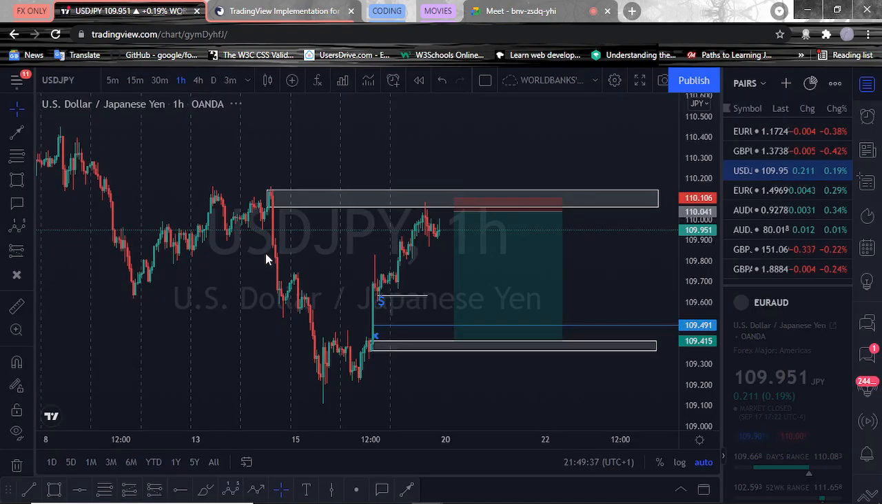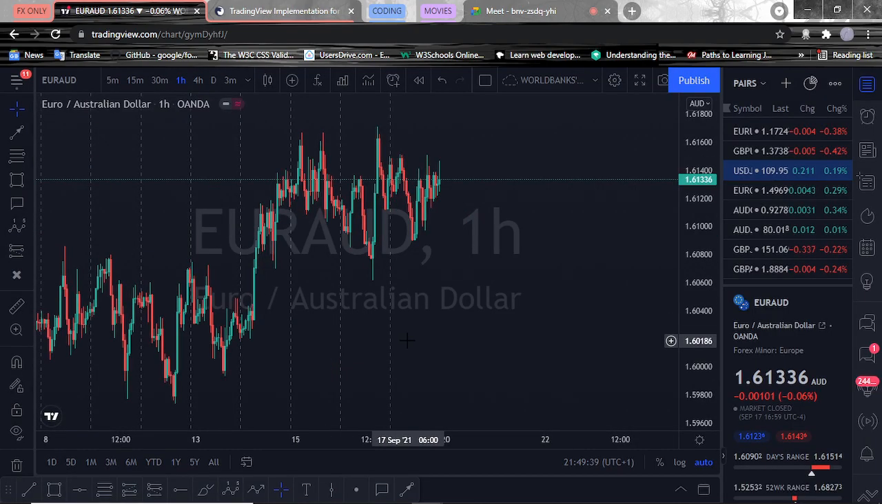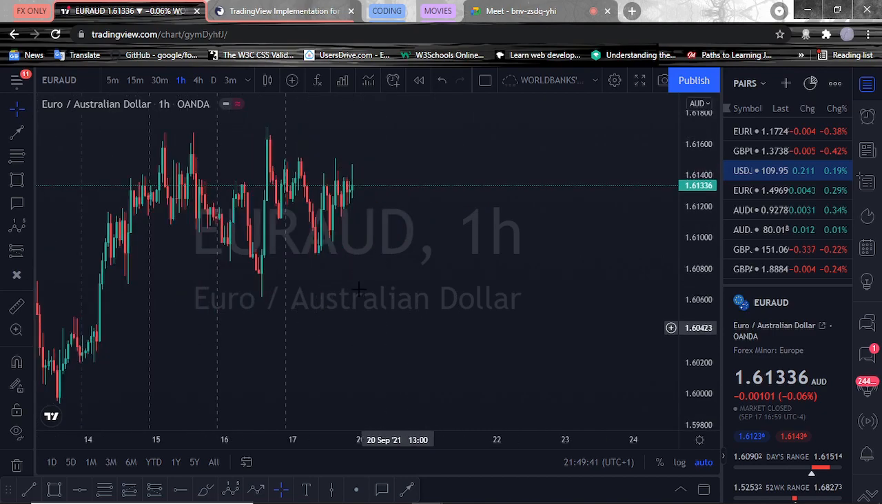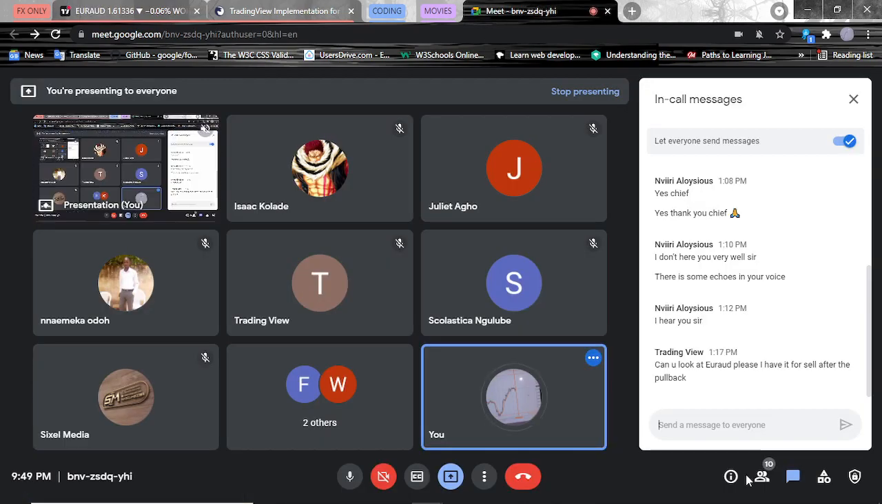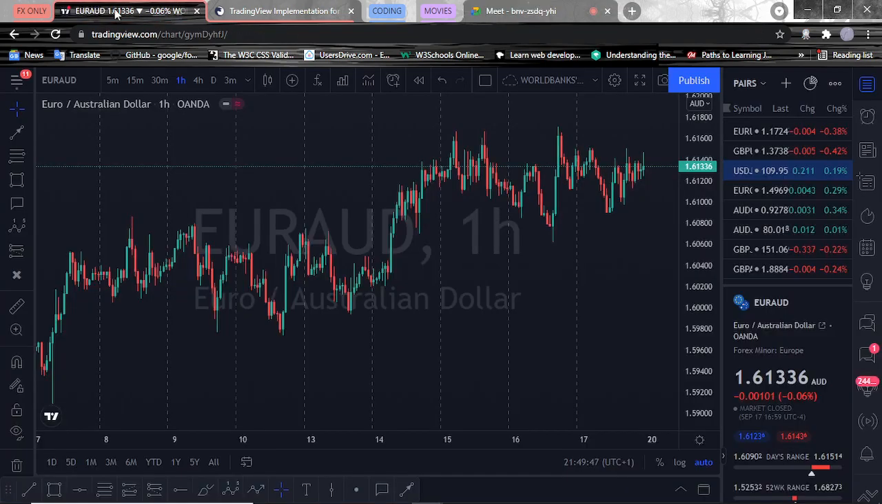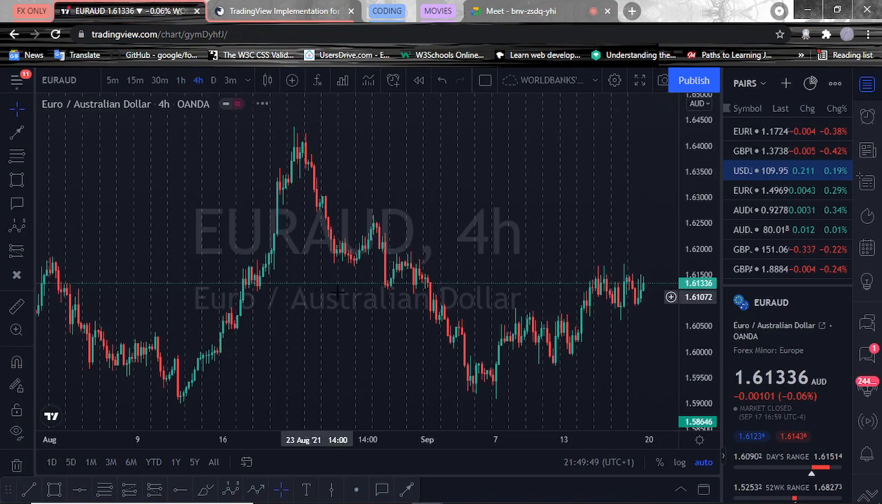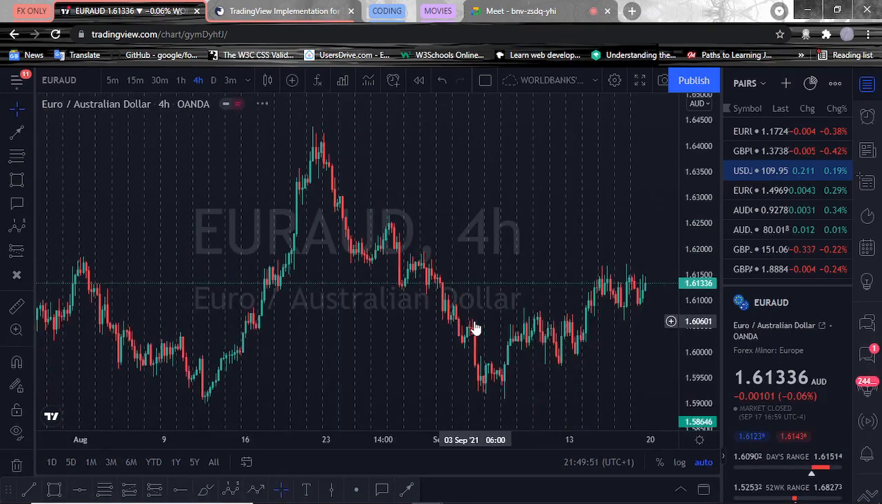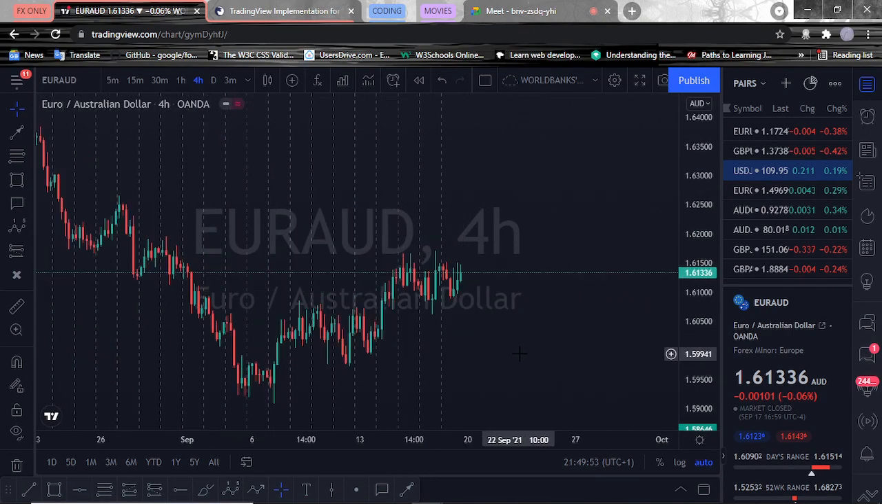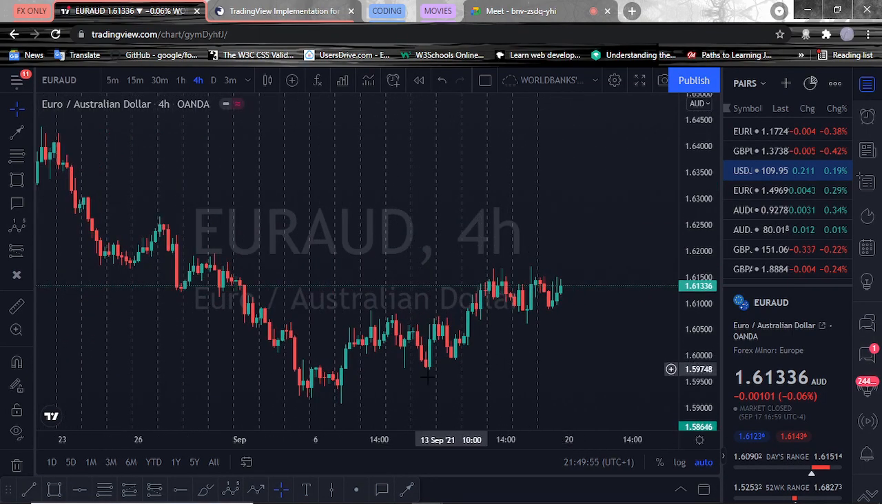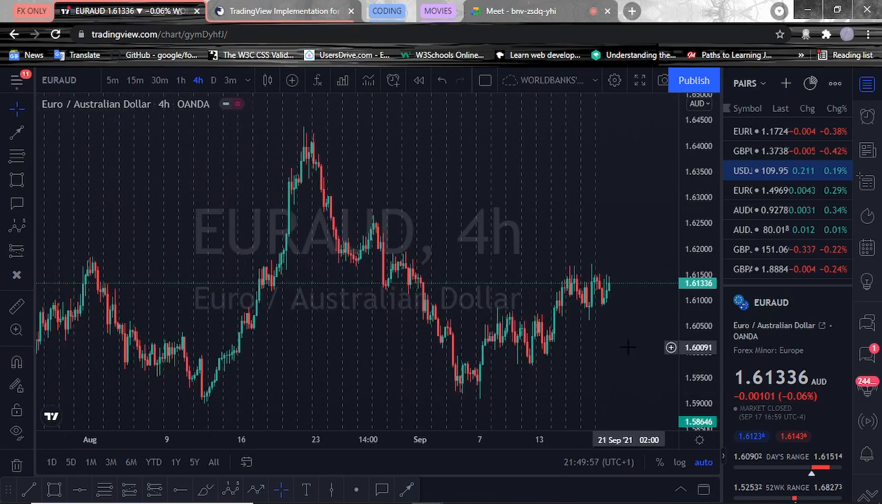Euro AUD. So what did the man say? Said I have it for sale after the pullback. But I hope it's still in the meeting, because I think it's the only one that has a question. I have it for sale.